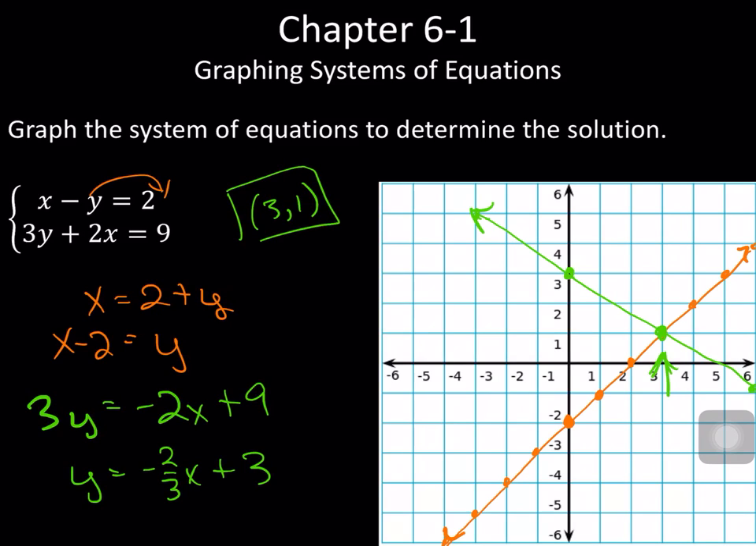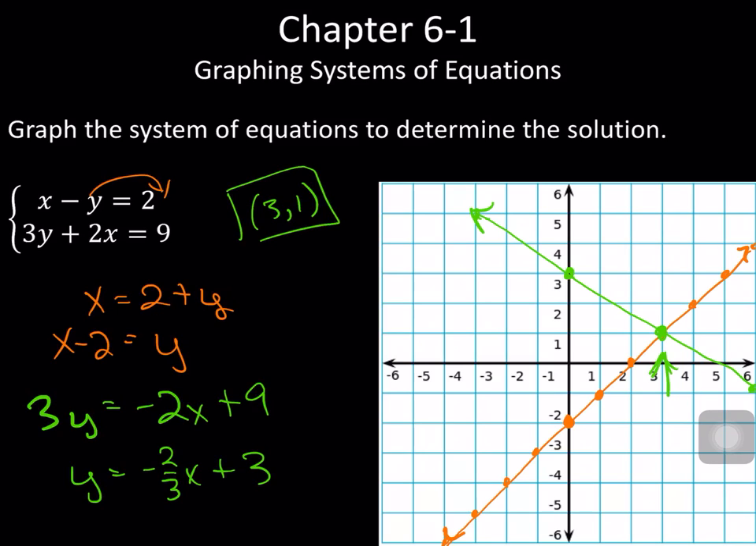And again, we can plug in 3 and 1 into our two equations, and we can check, and it's going to work. Okay, 3 minus 1 is 2. 3 plus 6 is 9. Okay, so both of those equations work with that point.